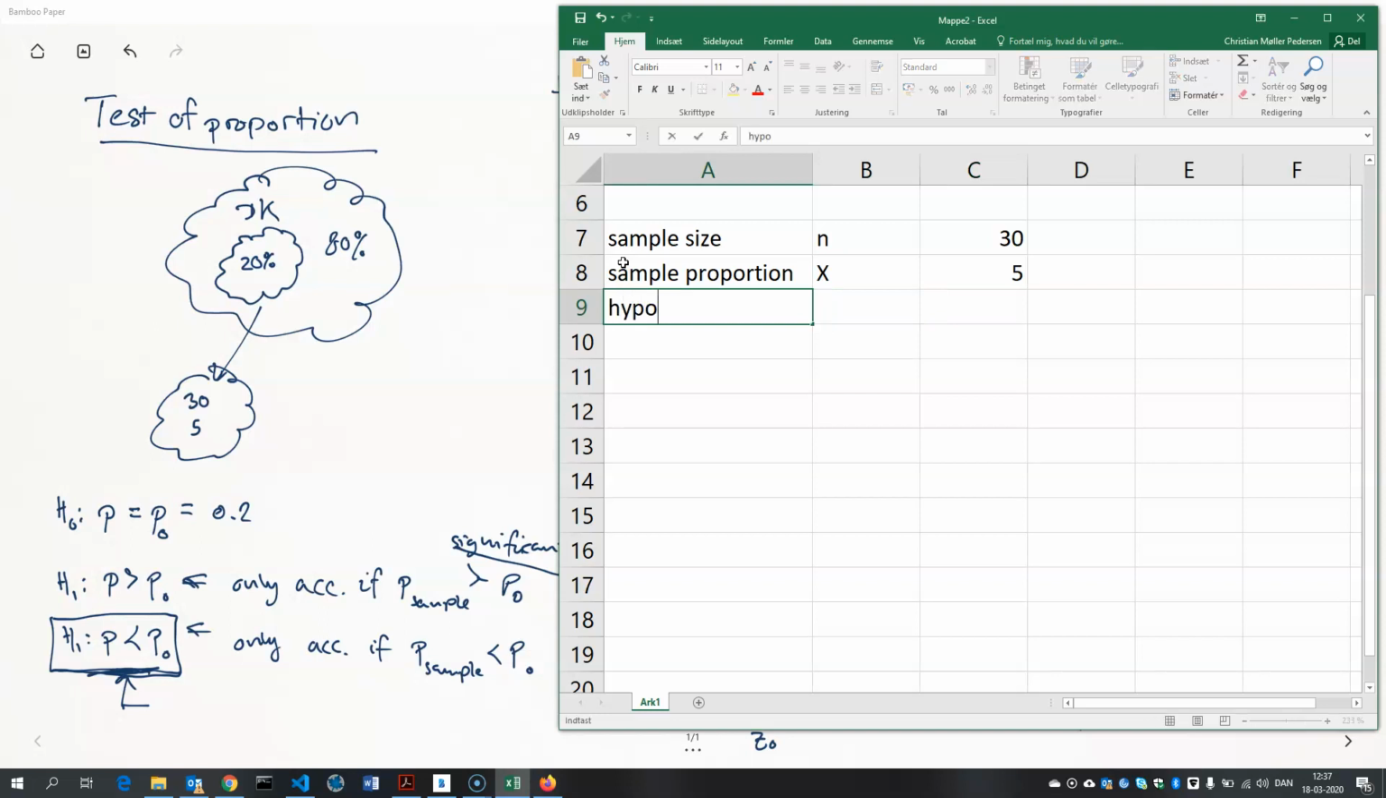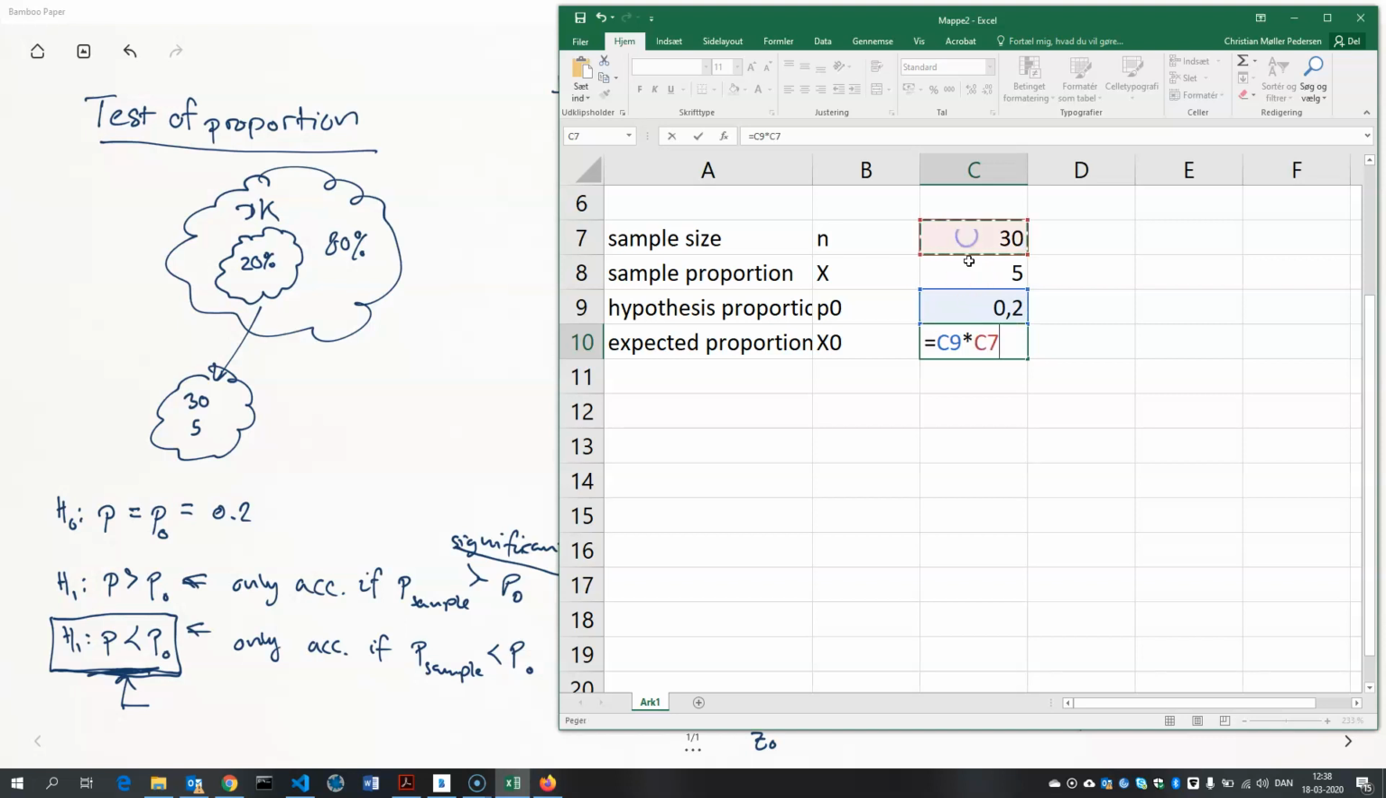The hypothesis proportion, that's what I will call P0. That's 0.2, 20%. And the expected count from the null hypothesis, I'll call it x0. Well, that's 0.2 times the sample size. So we expected 6 people to be infected. In reality, there was only 5.